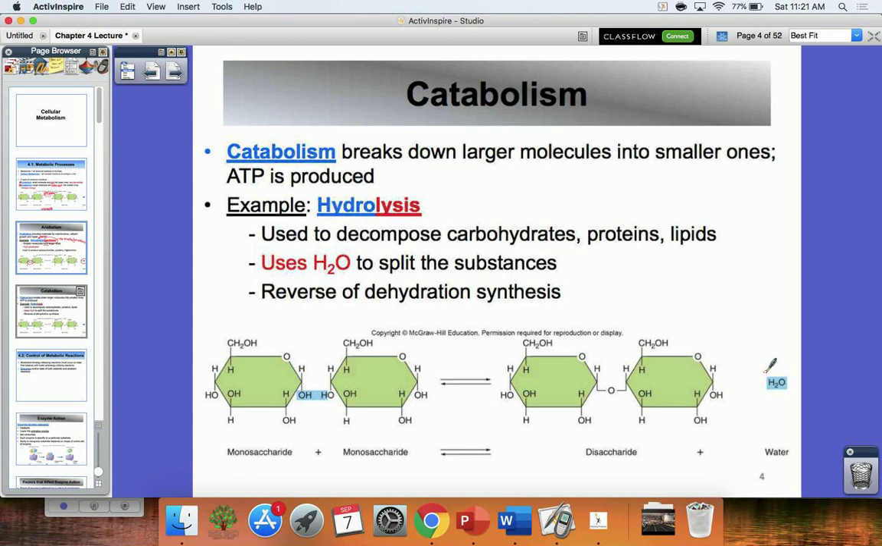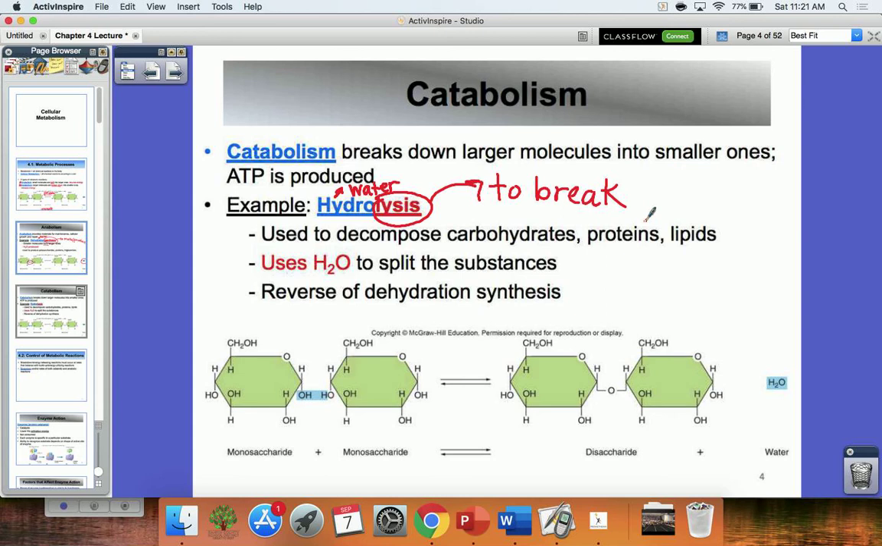On the opposite side, we have a catabolic reaction. An example for this is hydrolysis. Again, if we break this word down, hydro means water. So we have water that's going to be involved. But lysis means to break. And so if you break that word down, hydrolysis, that tells you that we're breaking something down.